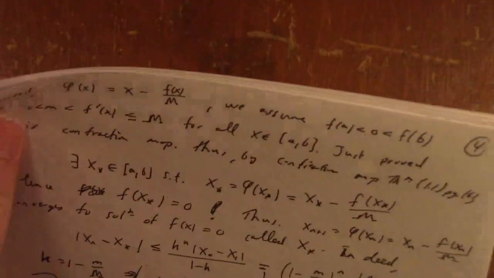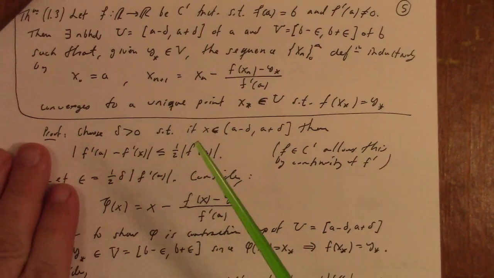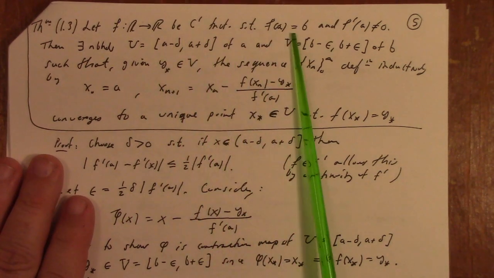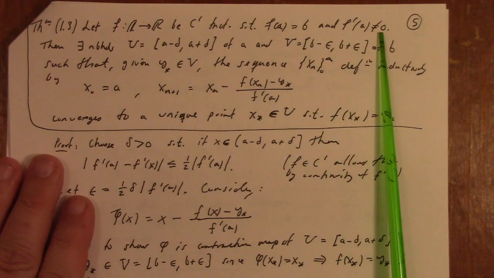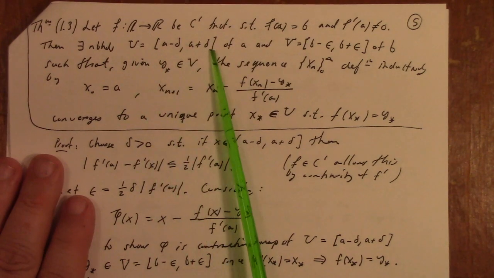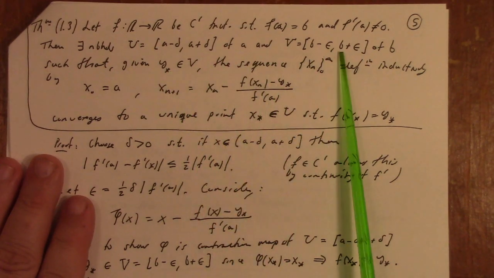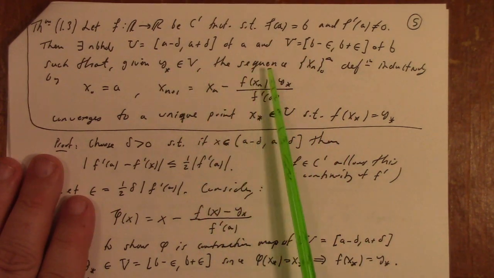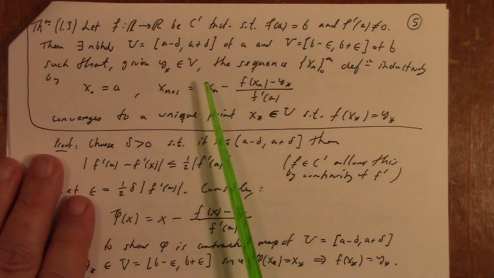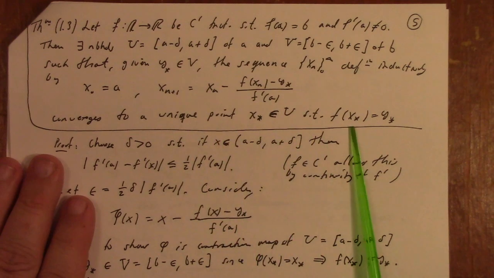And then you can prove that if you have a function that is once differentiable, and you've got f of a is b, and the derivative at a is non-zero, then there exists a neighborhood U of a and a neighborhood V of b, such that if you pick y star in V, then you can find a sequence in U which converges to a point x star for which f of x star is equal to y star, like that.